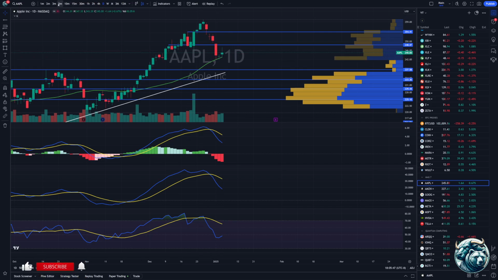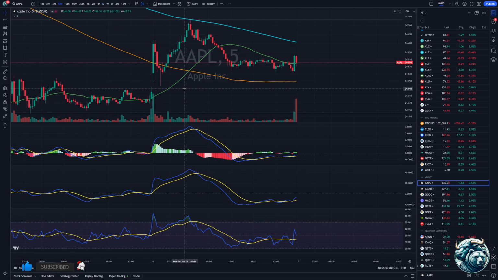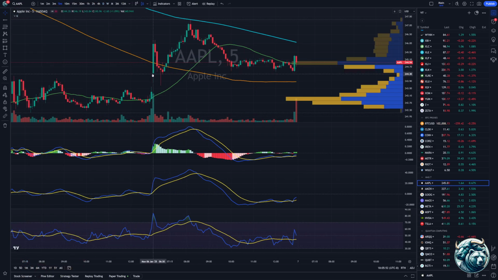Now let's take a look at the 5-minute and see the type of action we got today. So we had this volatile move, which is pretty common in the beginning of the trading session, and we went back to the type of chart that you would typically expect in Apple, and this is the reason why I like to day trade Apple when I day trade. Sometimes, not all the time, but quite often, you see this type of move, a nice push to the upside, or sometimes a push to the downside, and then you see a reversal of the move.